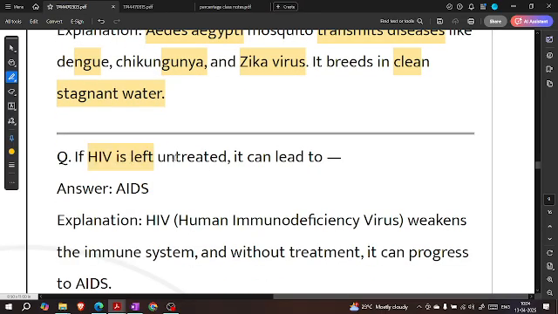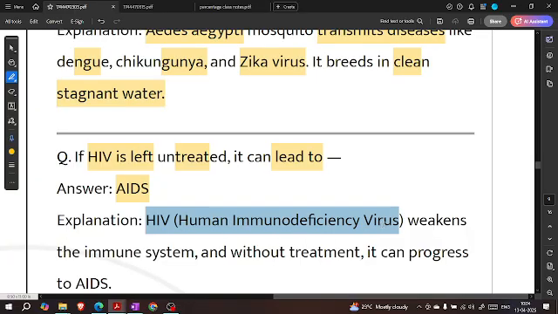If HIV is left untreated, it can lead to AIDS. HIV, human immunodeficiency virus, weakens the immune system. Without treatment, it can progress to AIDS.